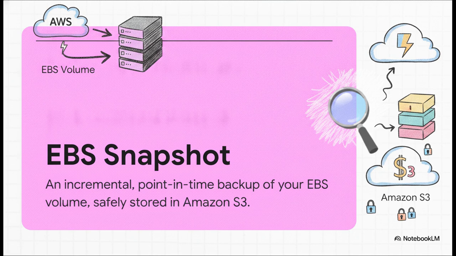So we've got our data stored, but what about backups? That's where EBS snapshots come in. A snapshot is basically a point-in-time backup of your volume, and it gets safely tucked away in Amazon S3. The really cool keyword here is incremental. That means you only pay for the blocks of data that have actually changed since your last backup. It's an amazing money saver.